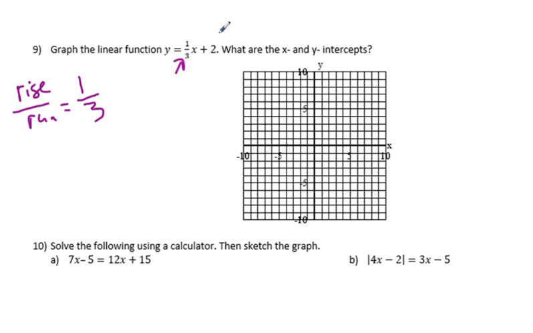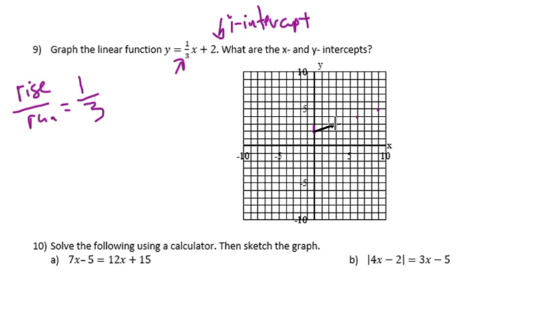And our y-intercept can be figured out just by looking at the equation. It's the constant term, which is 2. So it's going to start here at 2, and it's going to rise 1, run 3, and go again. Rise 1, run 3, dot, rise 1, run 3, dot. So the graph's going to look like this.